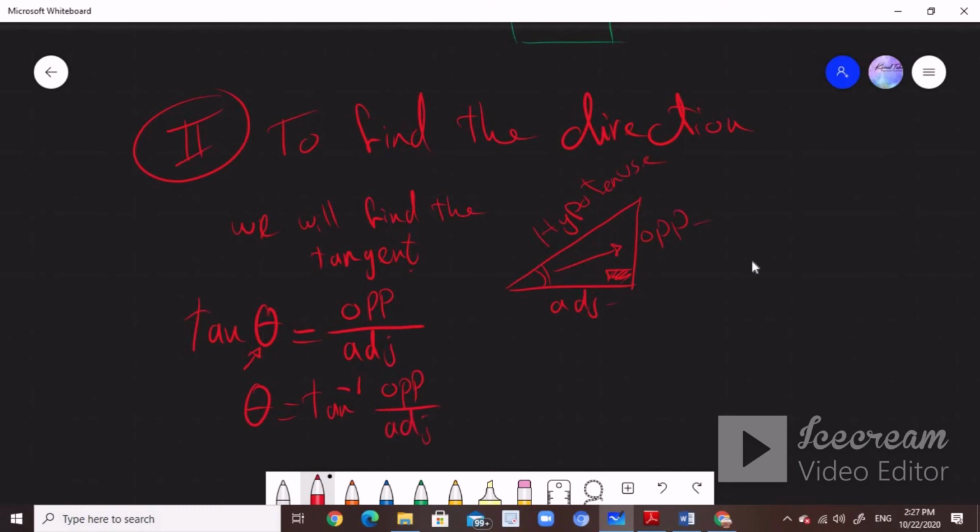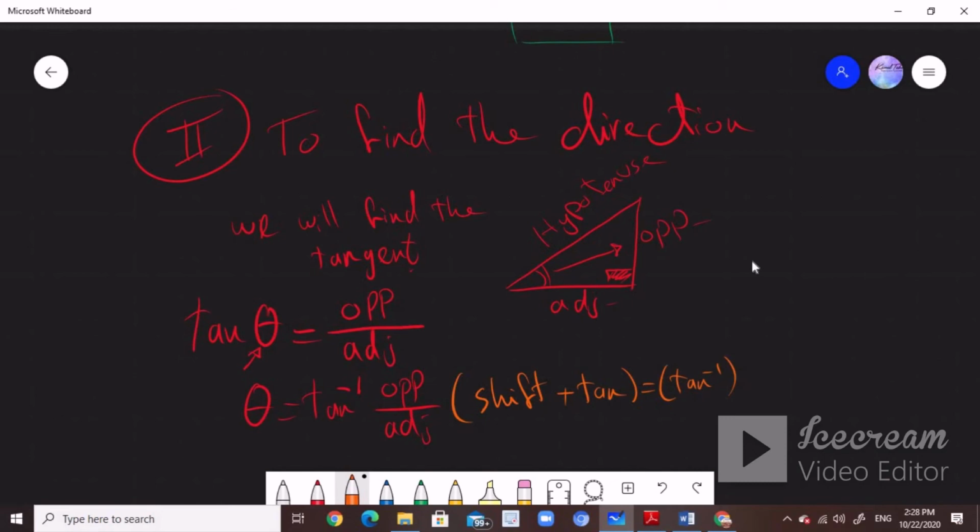Now how can we write tan -1 on the calculator? Press shift and tan, shift tan. It will be written like that, tan -1. To write tan -1, you press shift tan like that, guys.